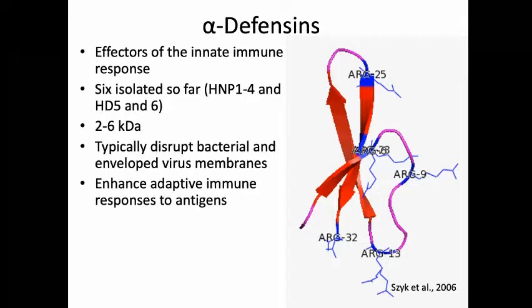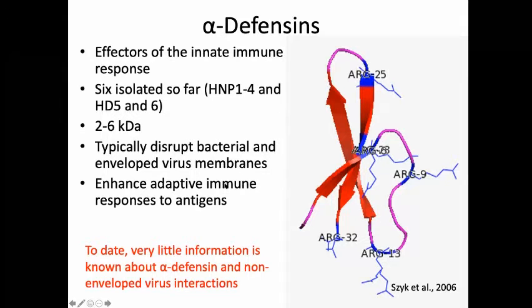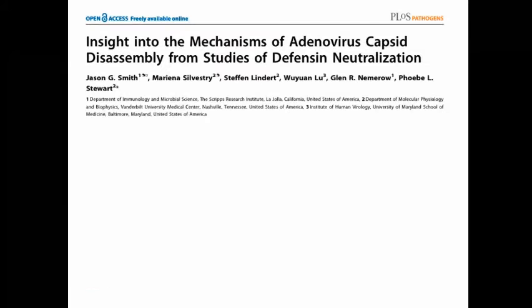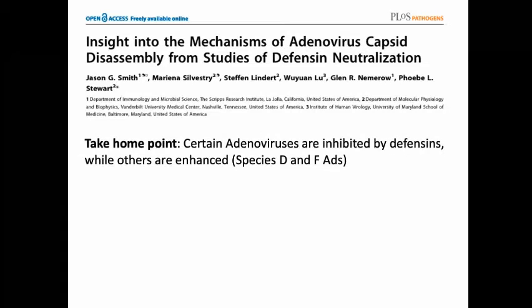Despite all that, interestingly, to date there's very little information known about how alpha defensins interact with non-envelope viruses, which would be adenoviruses, adeno-associated viruses, and others too. So we're narrowly focusing on adenoviruses. I came across this manuscript many years ago titled Insight into the Mechanisms of Adenovirus Capsid Disassembly from Studies of Defensin Neutralization. The take-home point here is that certain adenoviruses are inhibited by defensins, while others are actually enhanced, namely species D and F adenoviruses.